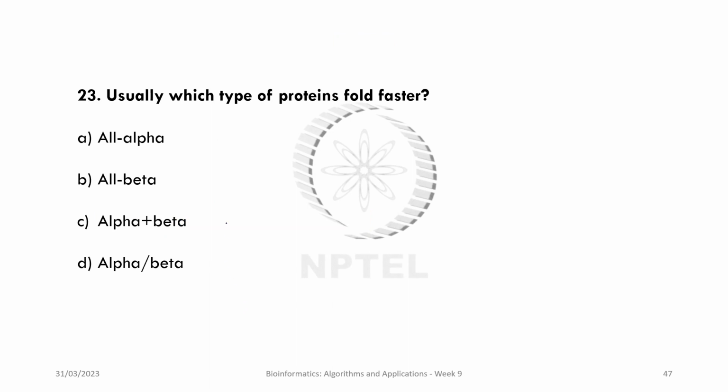Okay, question 23, which is the most famous question of this week. Usually, which type of proteins fold faster? Thank you, Narumani. Thank you, Devangana. So with that, I can give this a rest, I believe.